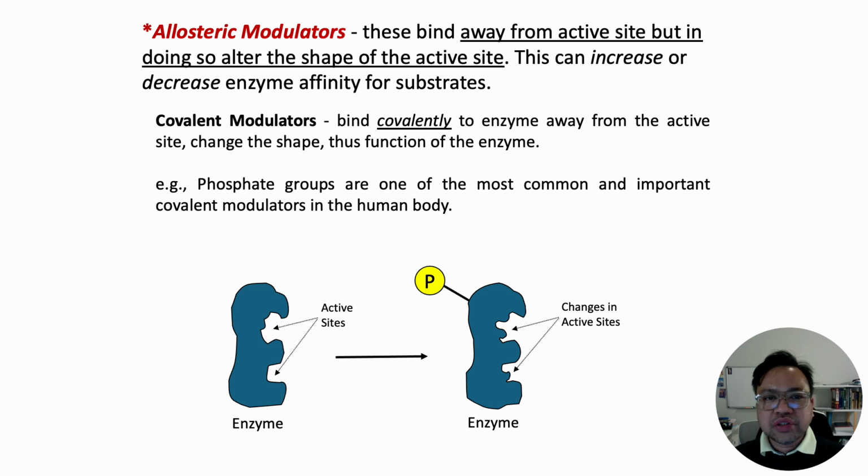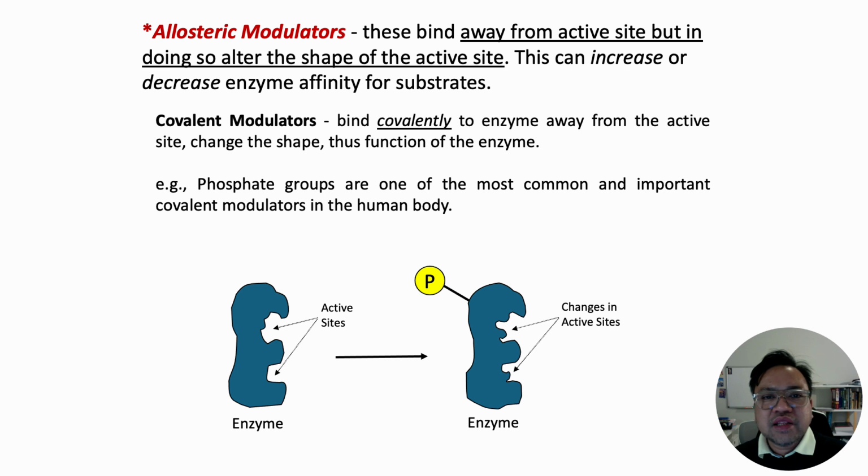Covalent modulators attach covalently, forming a stable chemical bond to the enzyme at a site away from the active site. The binding causes a change in the enzyme shape, which alters the function of the enzyme. Phosphate groups are a common example of covalent modulators in the human body, often involved in processes like signal transduction and enzyme regulation.